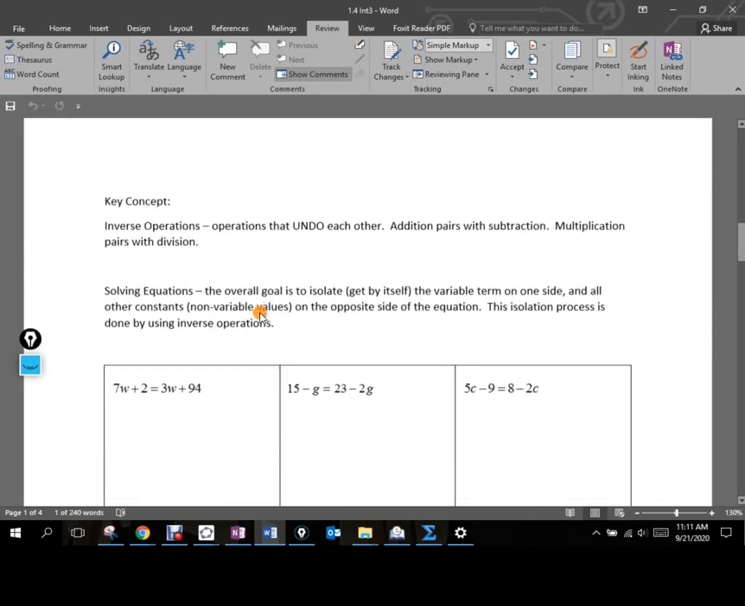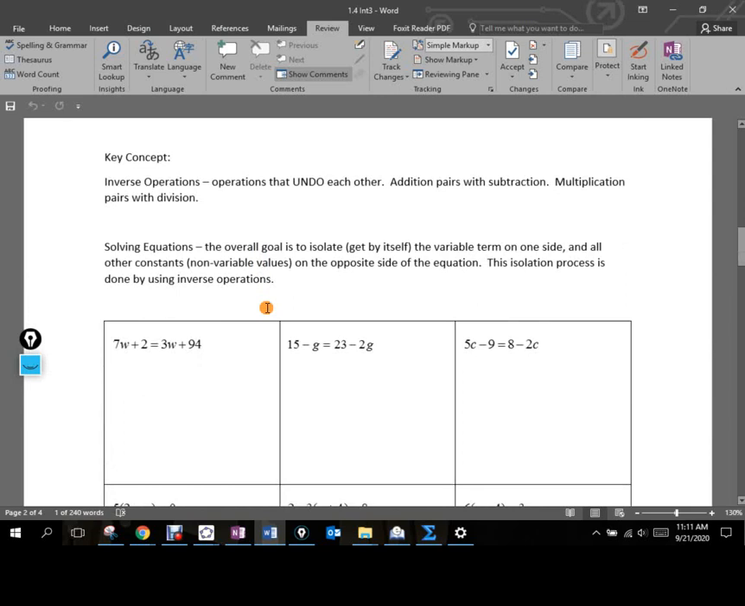All right. So some key concepts in solving equations. First one, we're going to use what we call inverse operations. Inverse operations are operations that undo each other. So what undoes addition? Subtraction. What undoes multiplication? Division. Okay, so multiplication undoes division, division undoes multiplication, adding undoes subtraction, subtraction undoes adding.